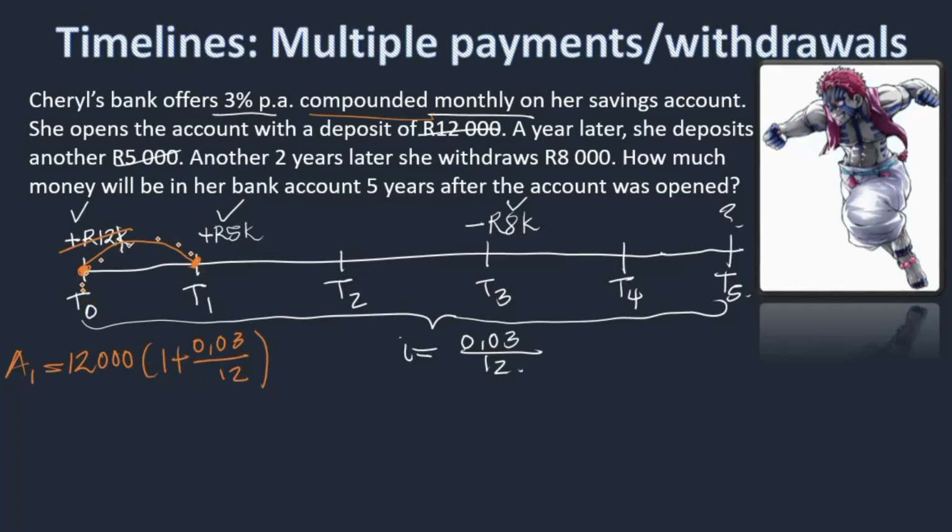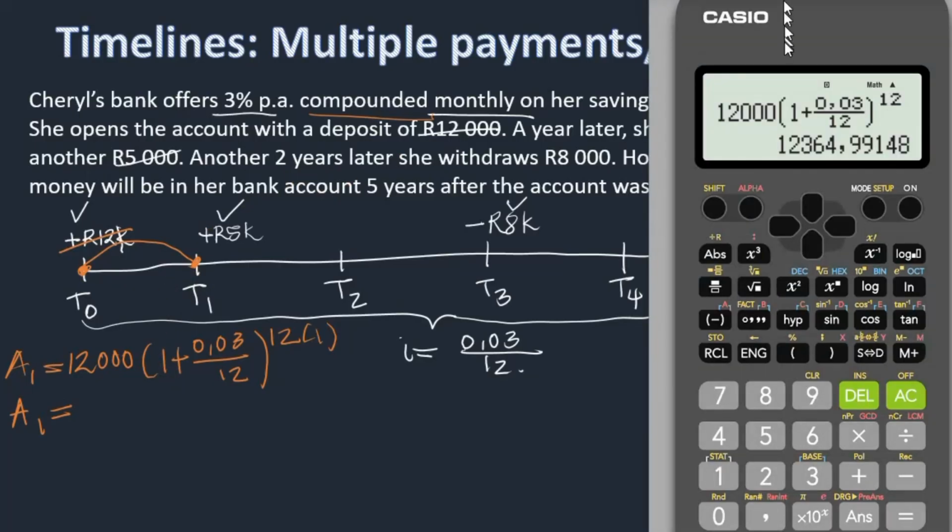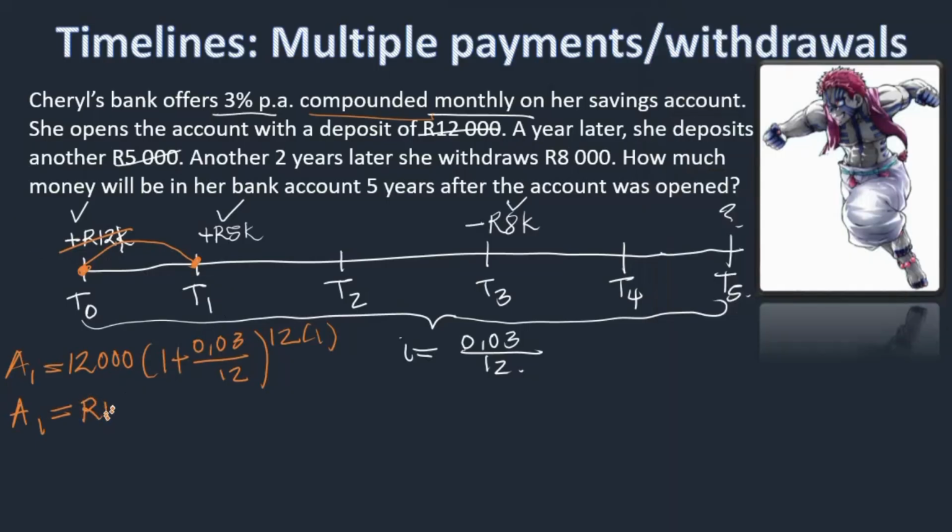How long am I running for? I'm running for 1 year, so that's 12, right? 12 times 1 year. Remember, it's always compounded monthly, so I always multiply by 12, which means my accumulated amount up until this point is going to be as follows. Let me put that on a calculator. My calculator is telling me 12,364.99. Let me write it here: 12,364.99.